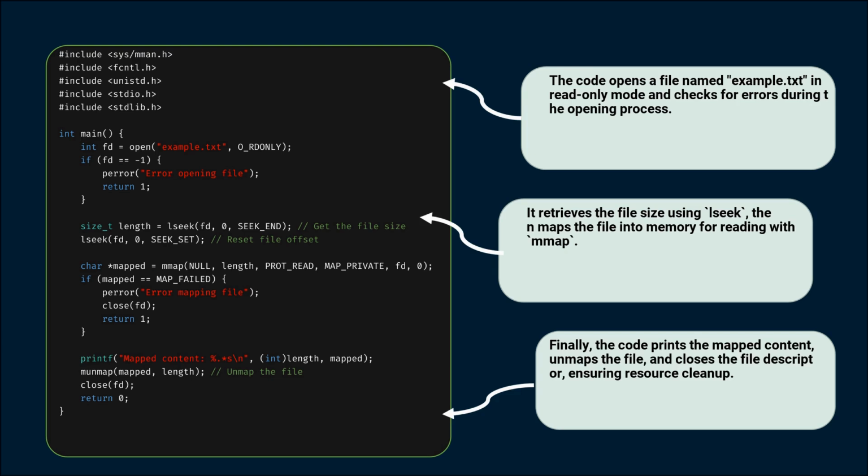Once mapped, we can access the file's content as though it were in normal memory, enabling efficient read operations without unnecessary data copies. Finally, we print the mapped content and use munmap to detach the memory mapping before closing the file descriptor, ensuring that resources are properly freed. This use of mmap demonstrates an advanced technique for managing file data efficiently in memory.